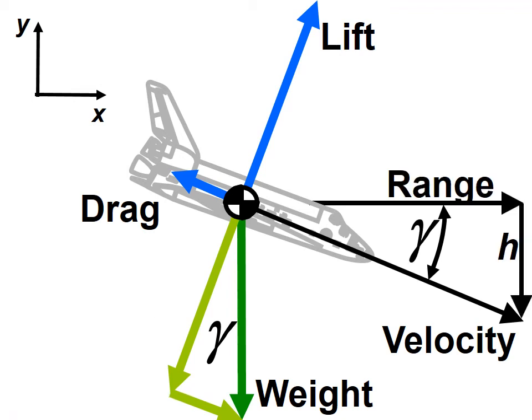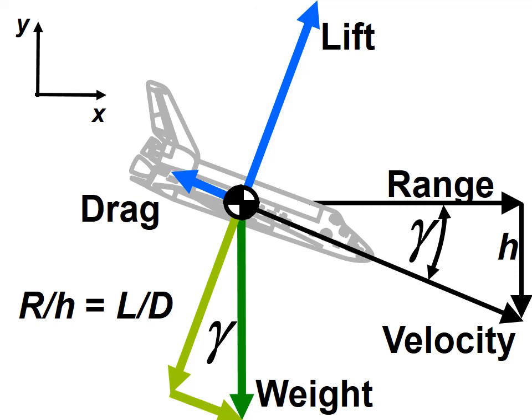There's another similar triangle in the problem. It's the triangle with the velocity vector as the hypotenuse and the horizontal and vertical distances traveled as the other two sides. We call the horizontal distance traveled the glide range and give it the symbol R. We call the vertical distance traveled the altitude or height lost and give it the symbol H.